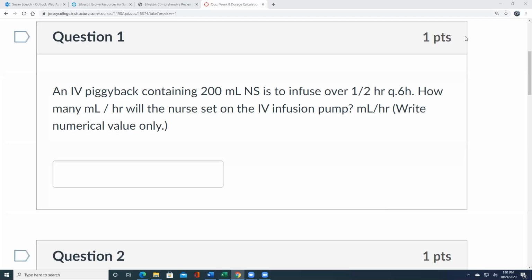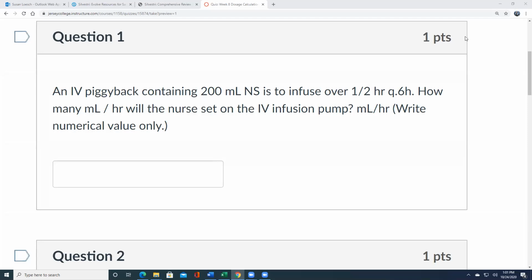Okay, so here's your first one. What is it asking you? Milliliters an hour. Milliliters per hour. So for milliliters per hour, what do you need? The volume. And volume over time. Okay, what's your time here? A half hour.